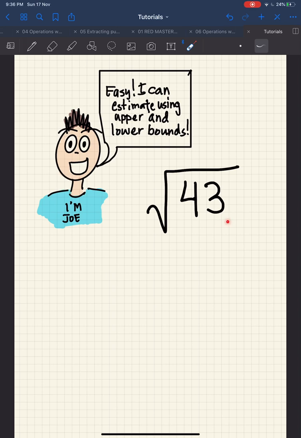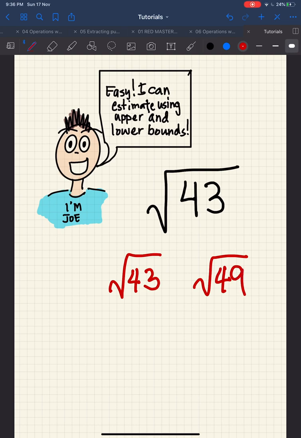Okay? So let's look at 43. What is the nearest perfect square to 43? Joe? 43. I think 49 is close to 43. Fantastic. Okay, so why don't we just put square root of 43 here? And since 49 is greater than 43, I'm going to put 49 here. Guess what? Joe found an upper bound.